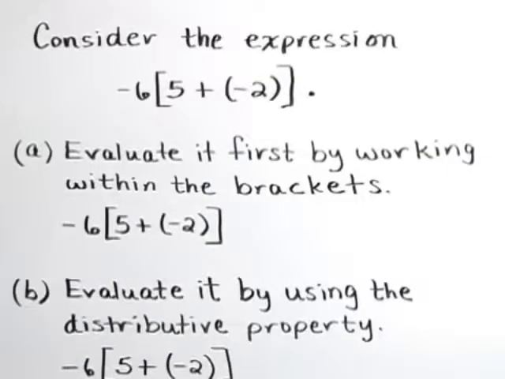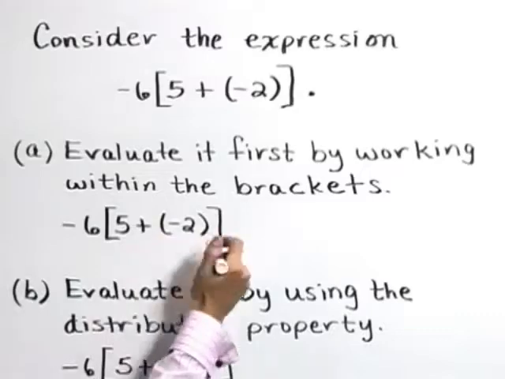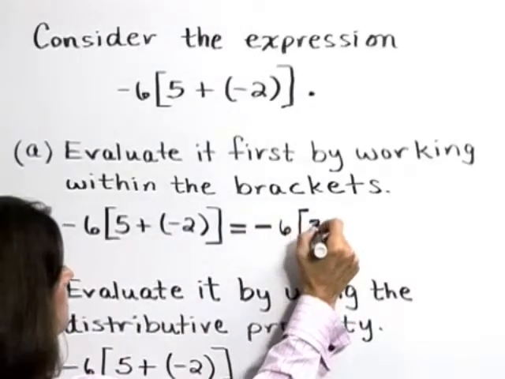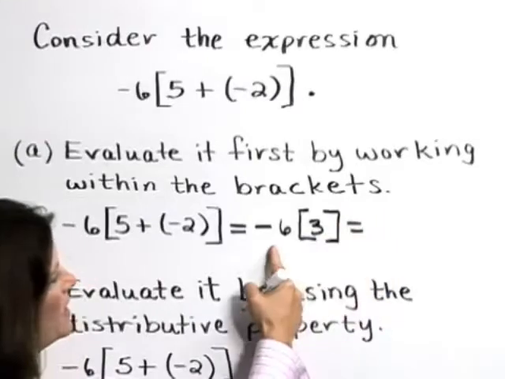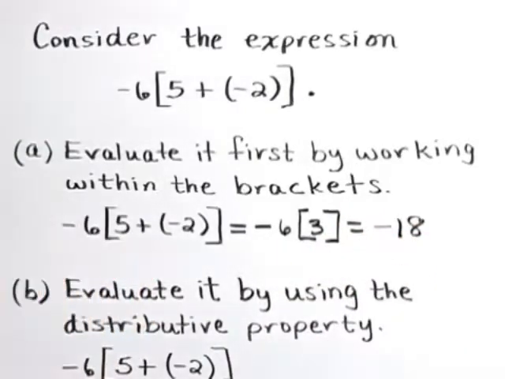Consider the expression -6 times the quantity 5 plus -2. In part A, let's evaluate it first by working within the brackets. So to work inside the brackets, let's add 5 plus -2, which gives 3. And -6 times 3 is -18.